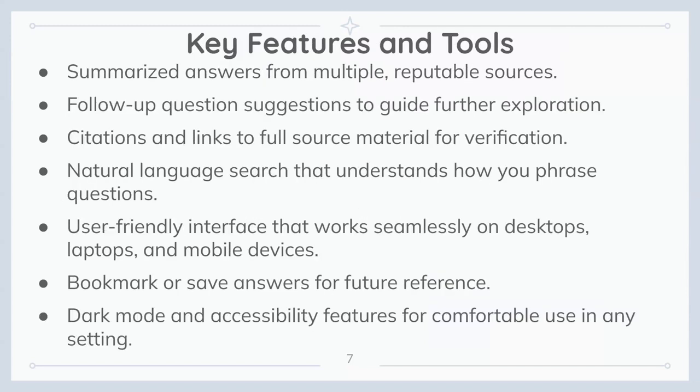So here are some of the key features. Summarized answers, like I said before, follow-up question suggestions, citations, links that it gives you. It also has natural language search. It understands what you're saying pretty well. It's user-friendly. It works on desktops, laptops, and mobile devices. There's a pretty good advantage of Perplexity.